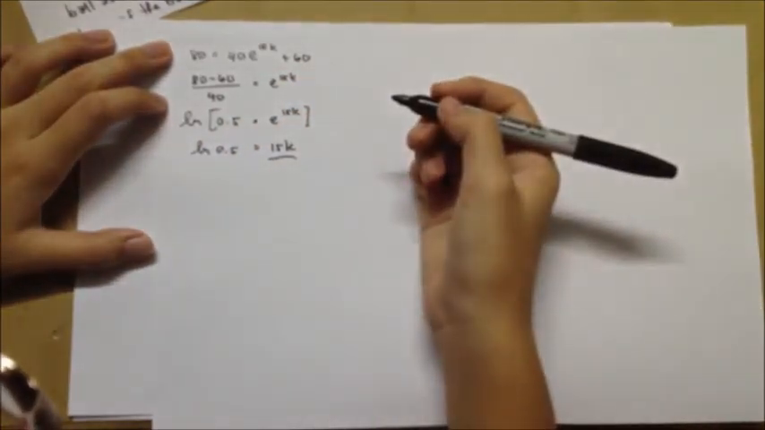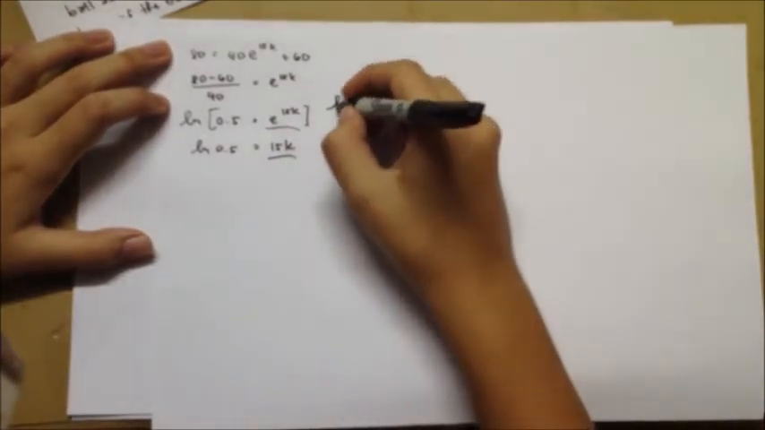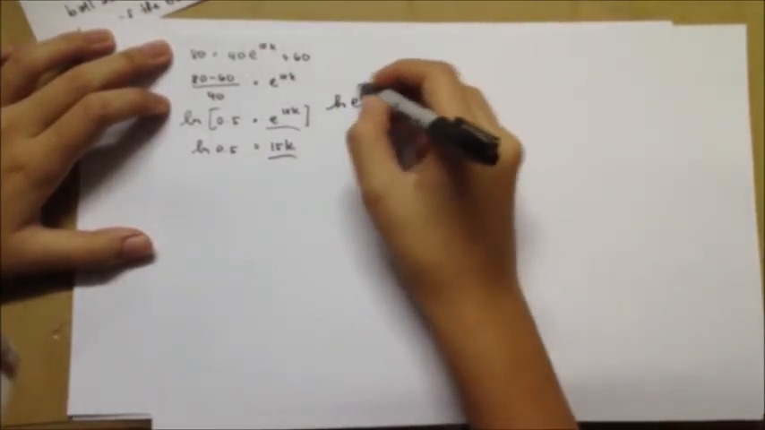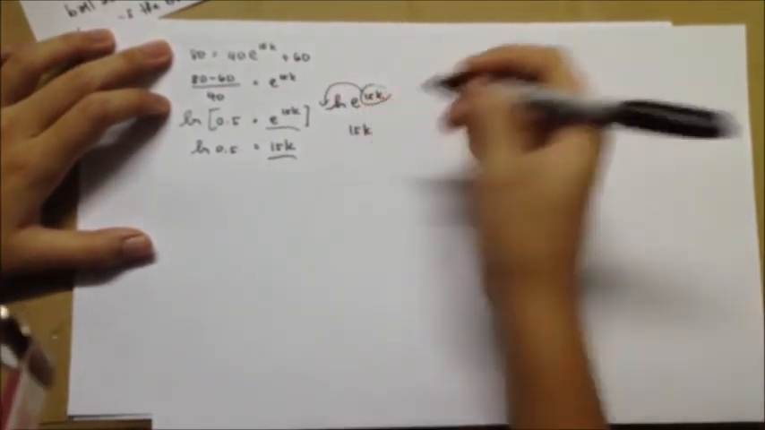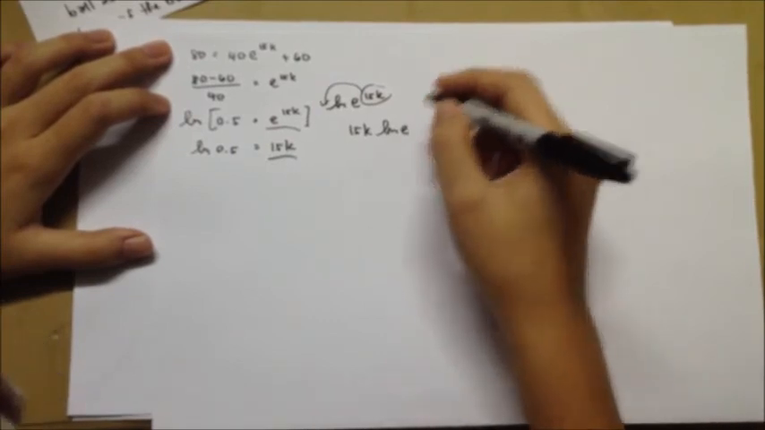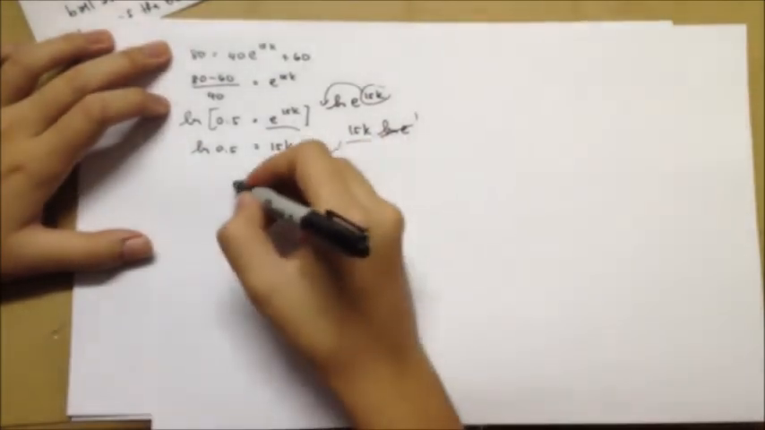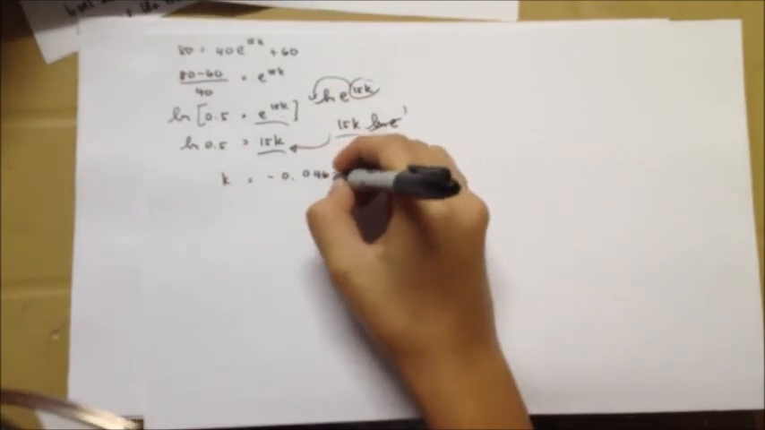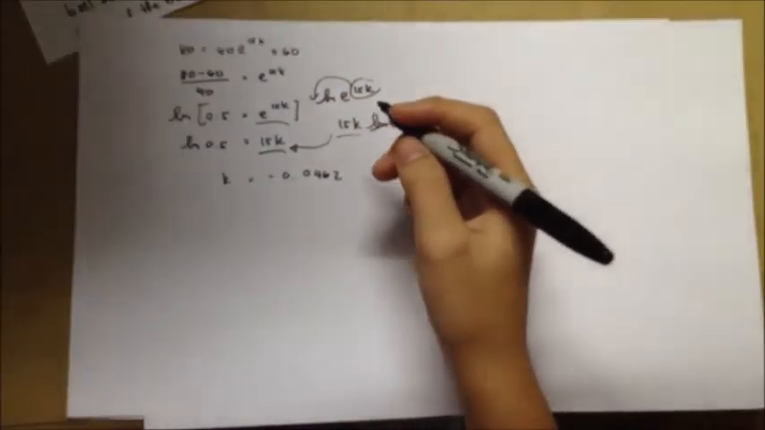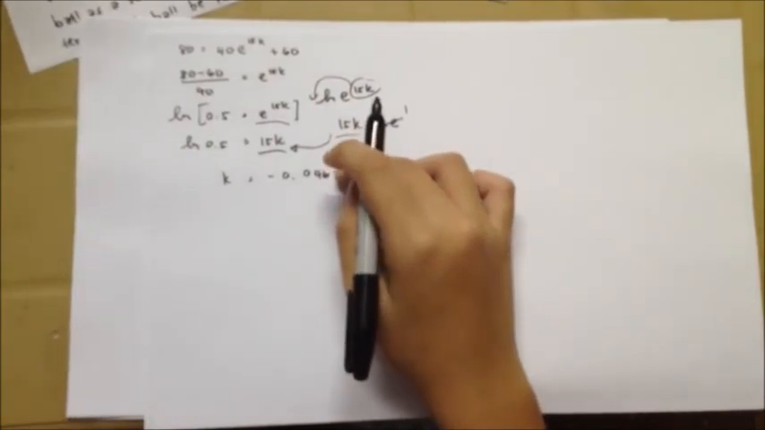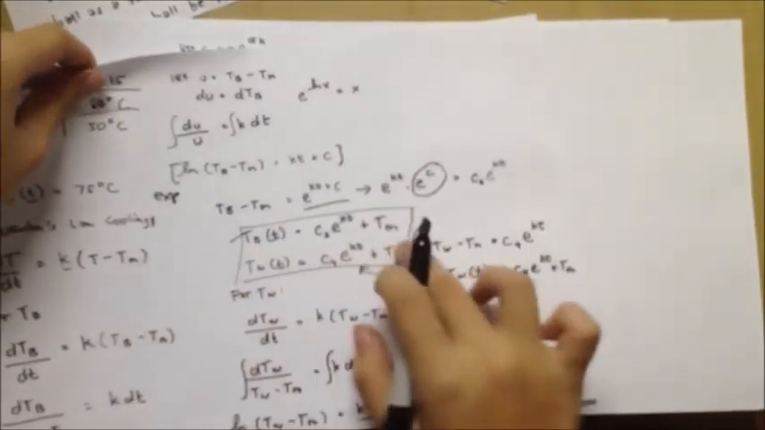15k. Now, where did I get this 15k? If I express this in terms of natural log, I have the natural log of e^(15k). I can rewrite this as 15k times the natural log of e by the law of logarithms. But the natural log of e is equal to 1, so this expression is just equal to 15k. Now solving for k, the value of our k here is equal to negative 0.0462.